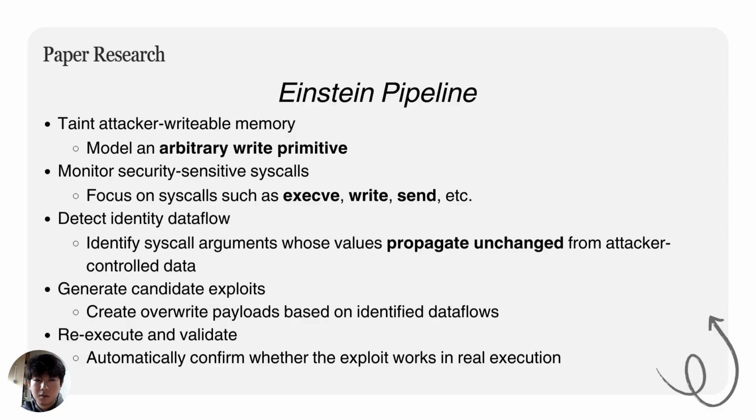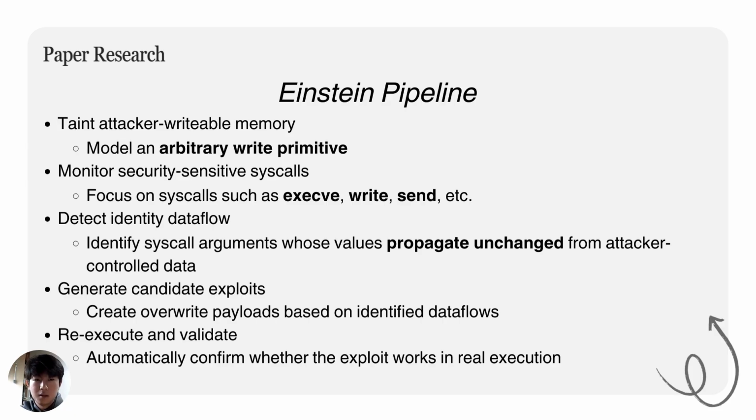Second, monitor security-sensitive syscalls. During execution, it monitors sensitive syscalls such as execve, write, and send, to check whether any of their arguments become tainted. Third, detect identity data flow. If a syscall argument receives attacker-controlled data through an identity flow, meaning the value is propagated unchanged, Einstein flags it as a potential exploit point.